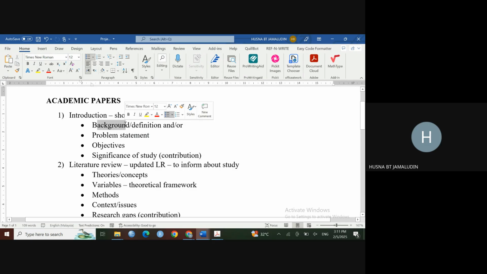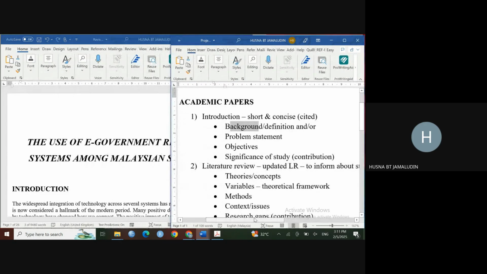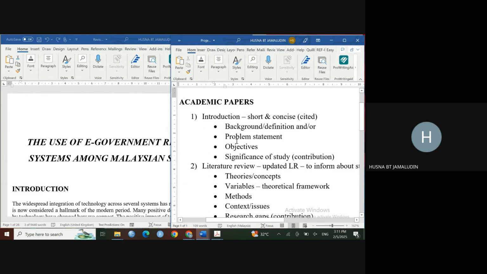What do I mean by background or definition? Remember the first part of it is optional. Not necessarily that you're going to have a background or definition. So let's look at the example, because without the example, sometimes you will get confused, right? You have to learn based on the example.